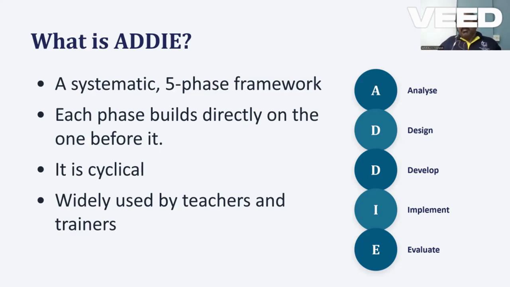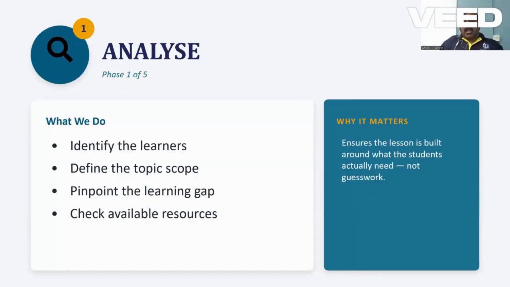It is cyclical, meaning once we go to the last stage, evaluate, it would go back to analyze in order to refine, to give the learner a better or perhaps a greater learning experience. It's widely used by teachers and trainers. So without further ado, we will go into the first phase, that's analyze.